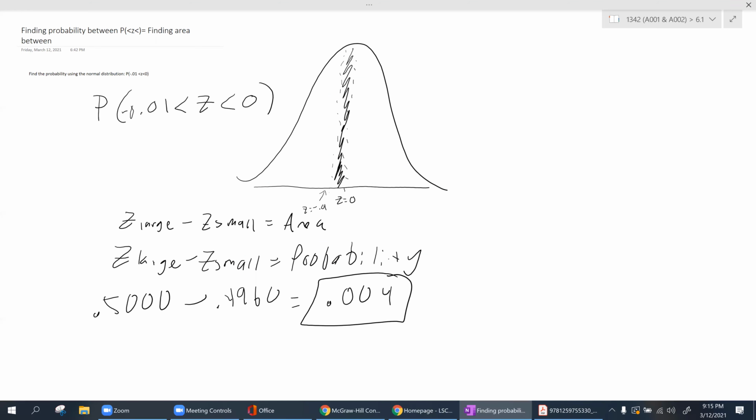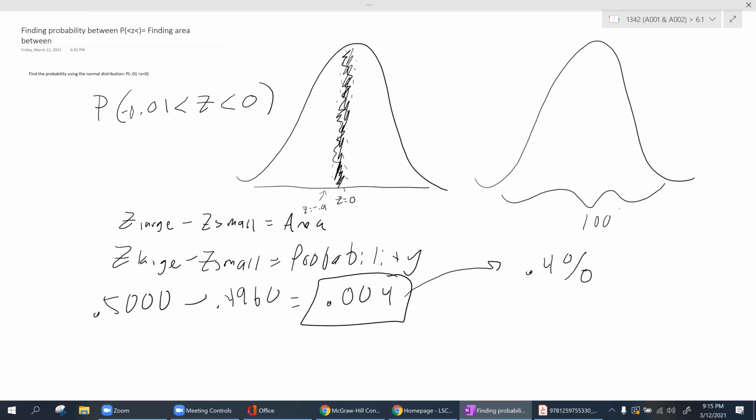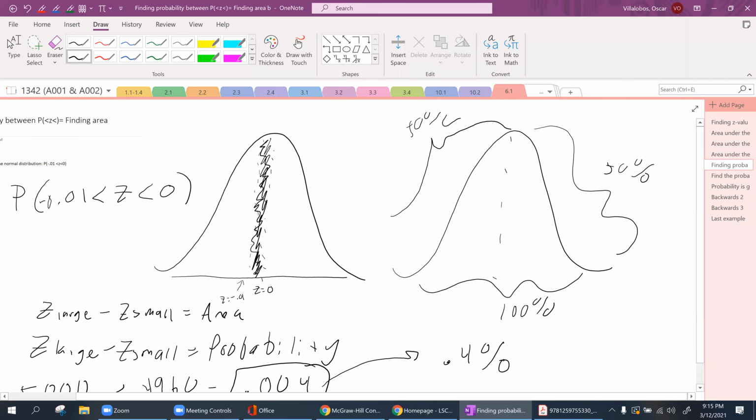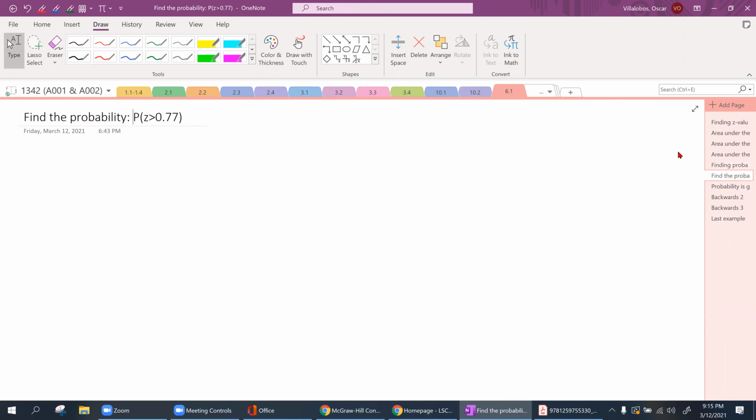If you're looking for percentages, what do you do with this? You multiply this by 100. So this here would be 0.4%. That little area takes up 0.4% of the entire curve, with the entire curve being 100%, and half of it being 50%, the other half being 50%. So it's still the same rules as the area, it's just going to be asked differently.